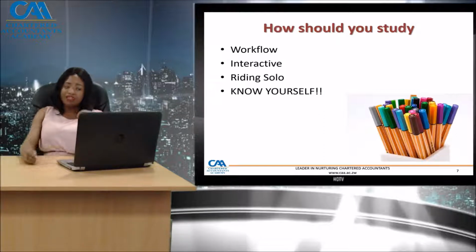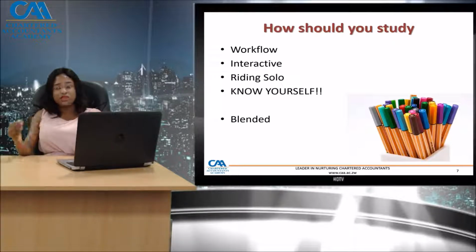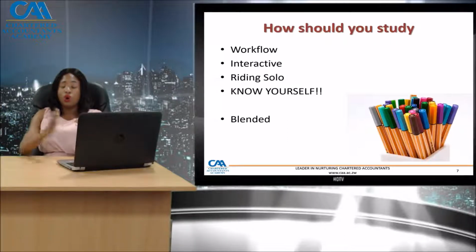However, as the tax department, we recommend that you blend these two. Even if you're someone who likes interactive learning or someone who likes working solo, we suggest that you merge the two. That way you can have a balanced learning. Sometimes studying on your own is not very good, because you might go astray, or there is a certain topic that is confusing you. In that case, you need the help of others. So this is our advice to you.